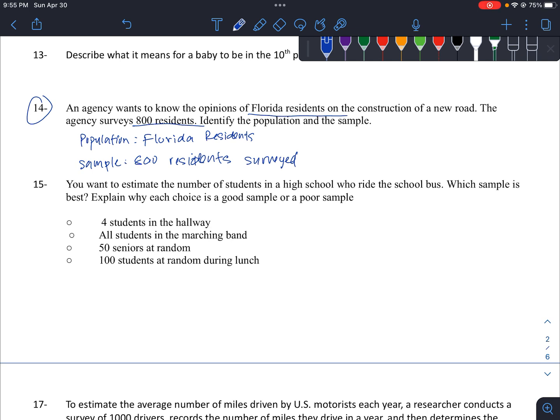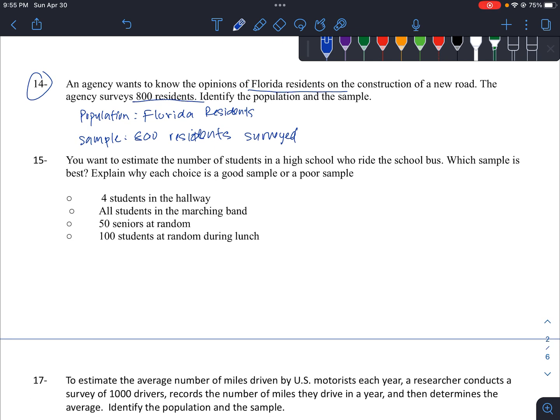Okay, you want to estimate the number of students in a high school who ride the bus to school. Which sample is best? Explain why each choice is a good sample or a poor sample. So, 4 students in the hallway, all students in marching band, 50 seniors at random, 100 students at random during lunch. So, first of all, this one is bad because that is a low sample size. Very low sample size. Not nearly enough. So low sample size.